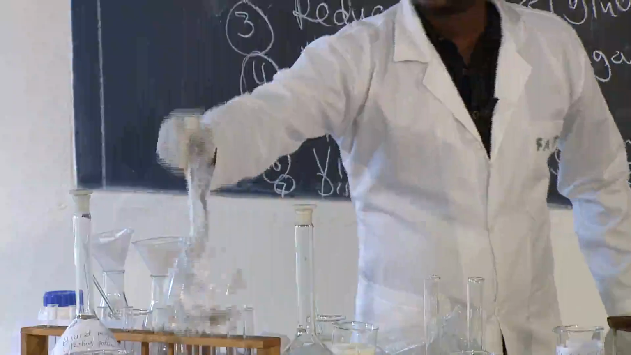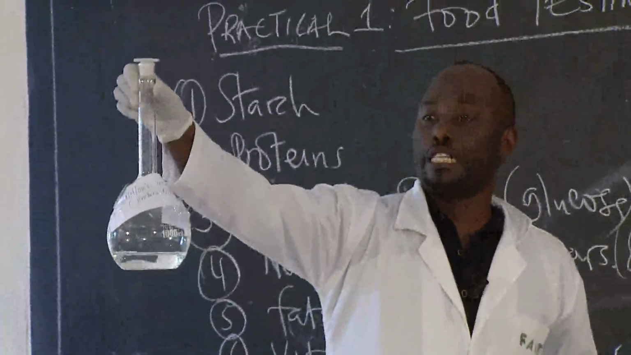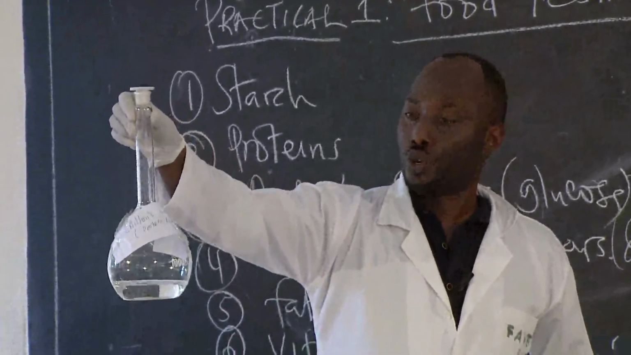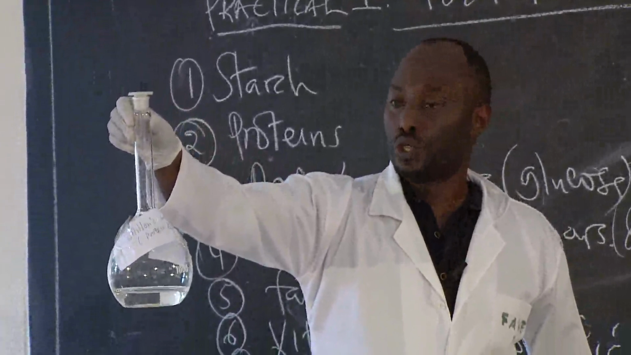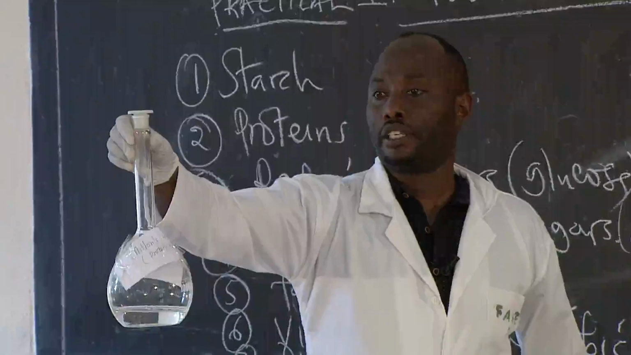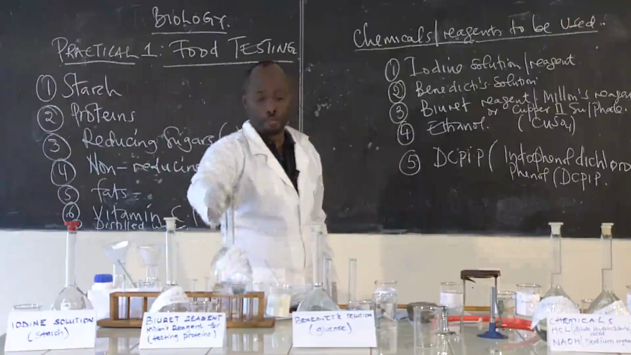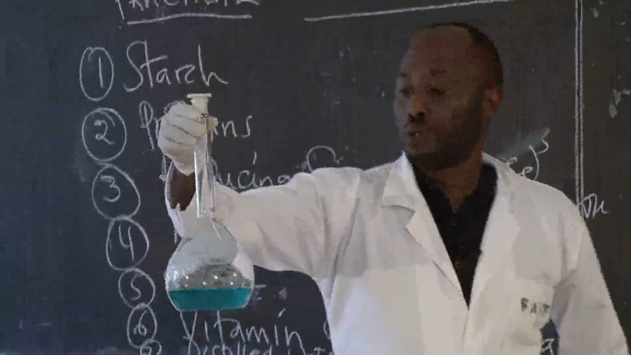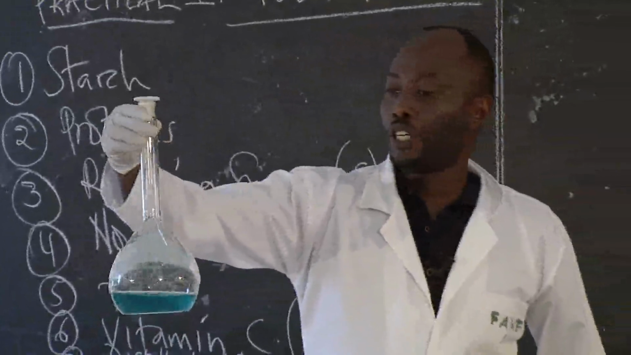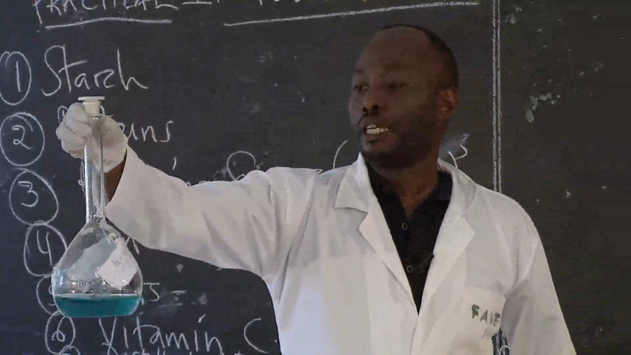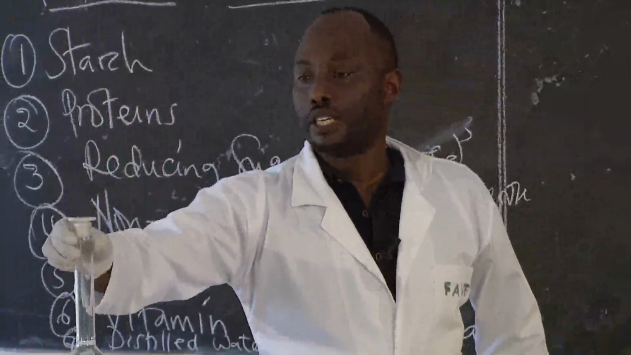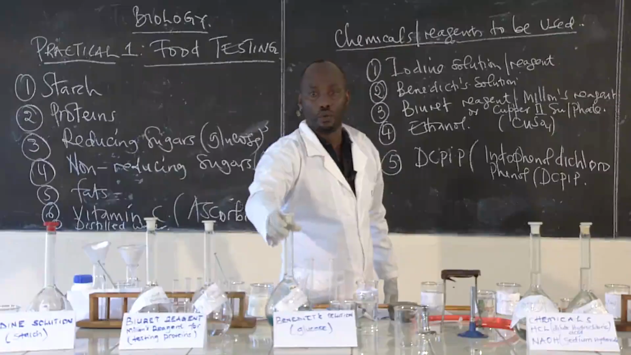In testing of proteins, you can also use Millon's reagent. You can use Millon's reagent to test proteins. Also, remember, we can also use copper II sulfate to test the presence of proteins. I have chemical 4, which is Benedict's solution, for testing of reducing sugars. If I say reducing sugars, I mean glucose.